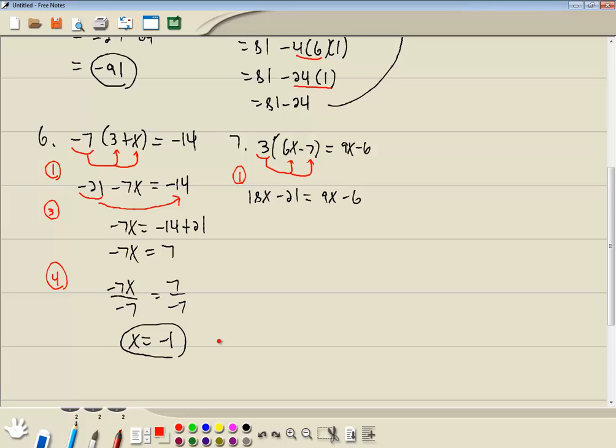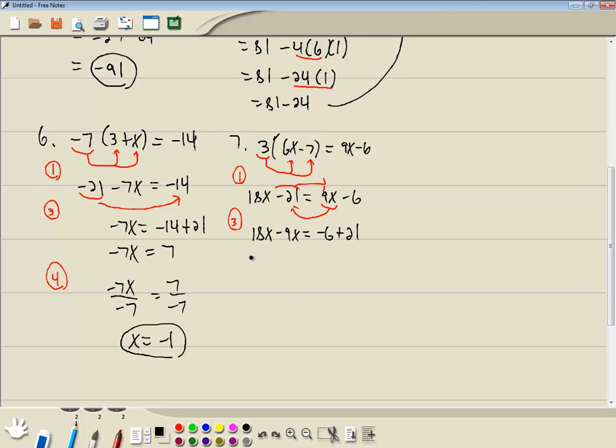Step 2, get rid of fractions. Don't have any. Step 3, get everything with an x on one side and numbers on the other. So I'm going to take that 9x and move it to the left side. And I'll take this negative 21 and move it to the right side. Now when you move anything across the equals, your sign changes. The positive 9x becomes a negative 9x. The negative 21 becomes a positive 21.